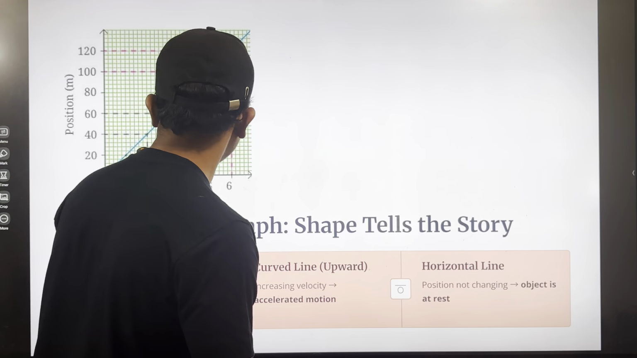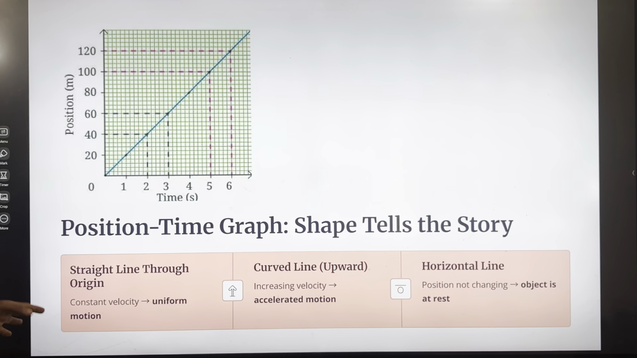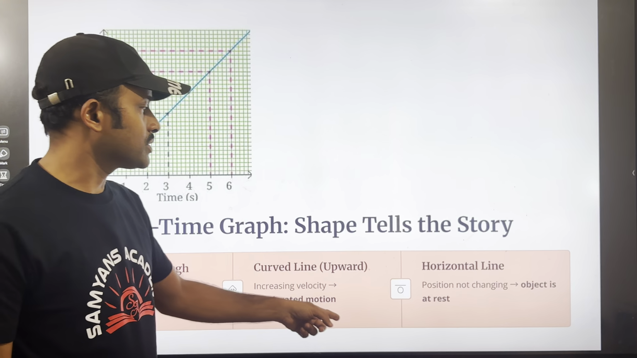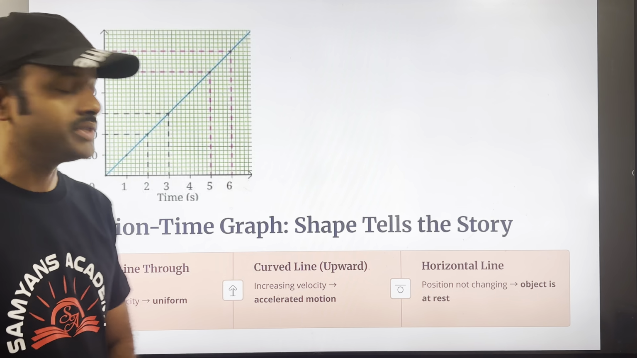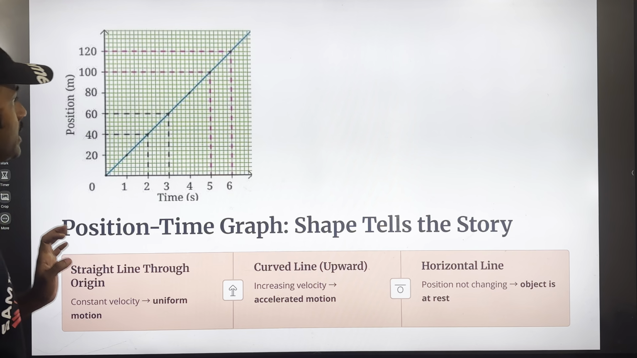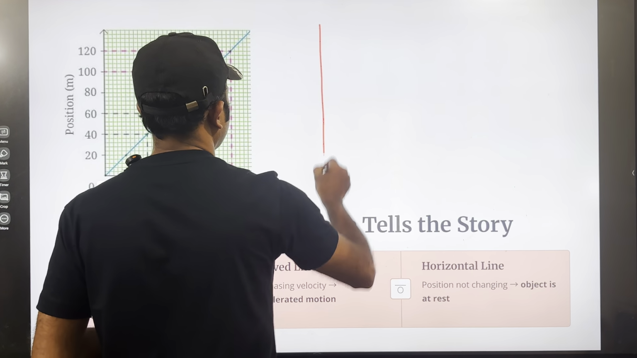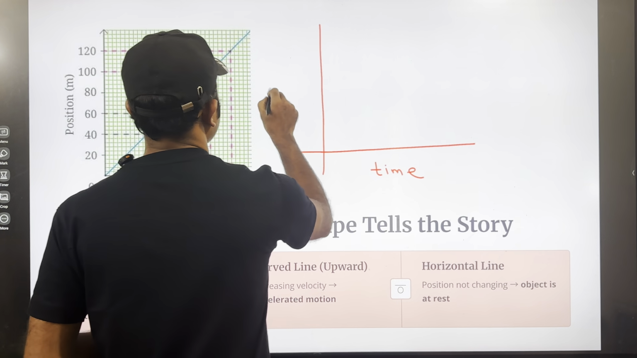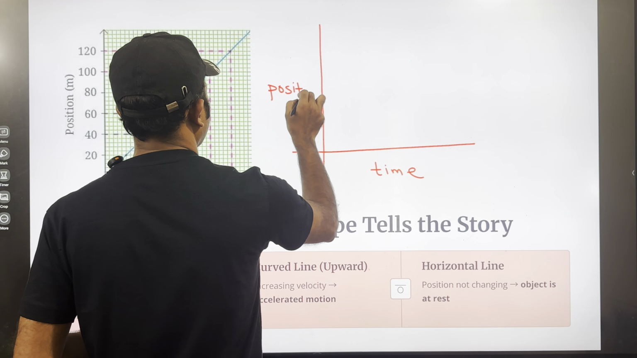Now move on to the next graph. We already discussed this: the slope of a position-time graph gives you velocity. A constant slope indicates constant velocity, a curved line indicates accelerated motion, and a horizontal line indicates the object is at rest. What is the meaning of this? See here, I am plotting the graph between the x-axis and y-axis, taking time here and position here.